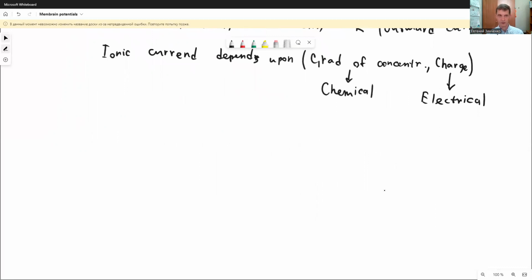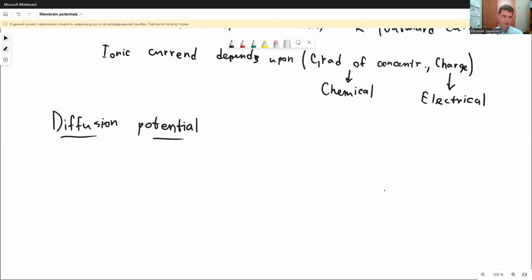First of all, we need to talk about terminology that we will use in the process of the description of these processes. First of all is diffusion potential. What is diffusion potential? Diffusion potential is the potential difference that is created on a cellular membrane in the moment of diffusion of some particular ion through this membrane.